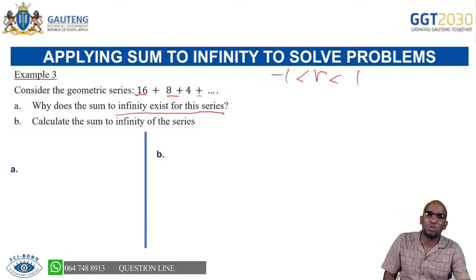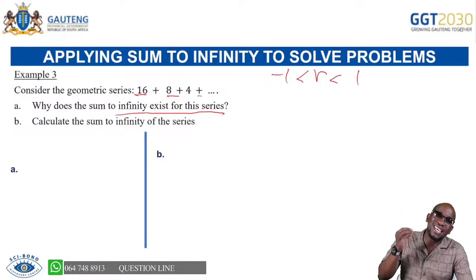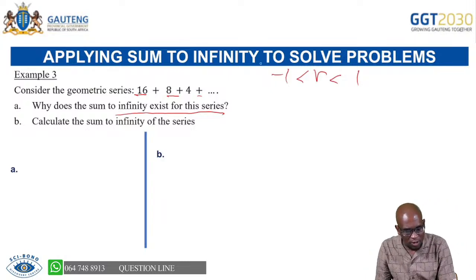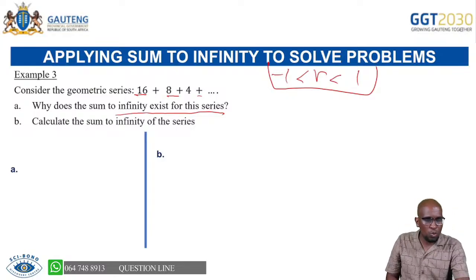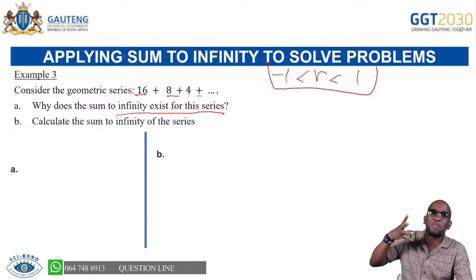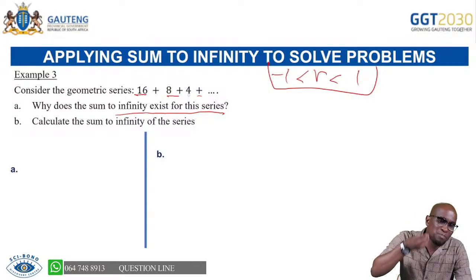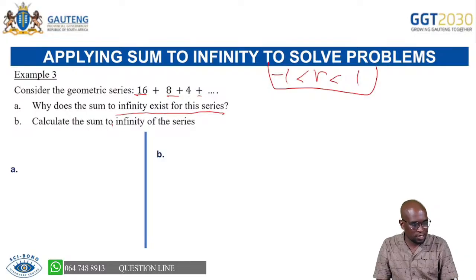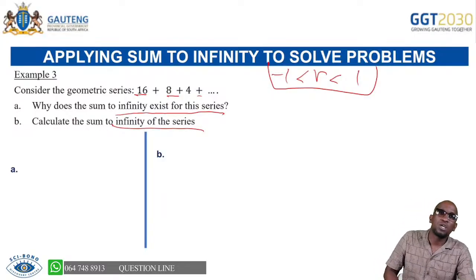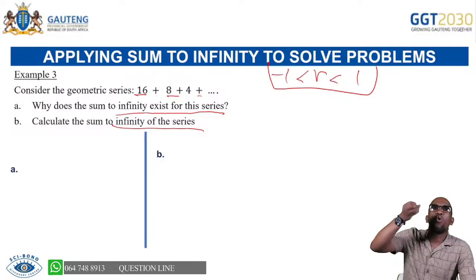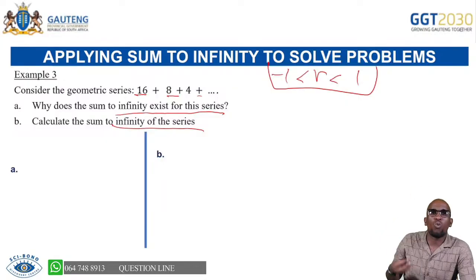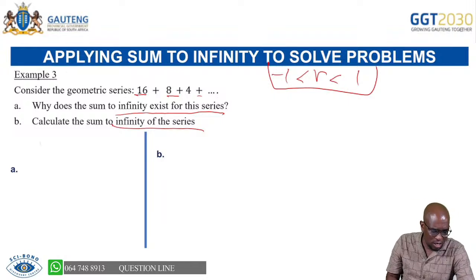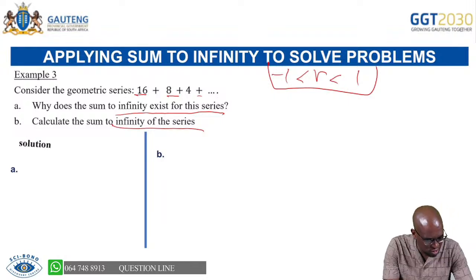It should be trapped between -1 and 1. So the sum to infinity will only exist if this condition is met. So we are going to check R, we get the value of R, and then we are going to say since R meets the condition, then the sum to infinity exists. And then they say calculate the sum to infinity. At times they can ask you why it does not exist. Why does the sum to infinity not exist? Right. We move on here with the first solution set.